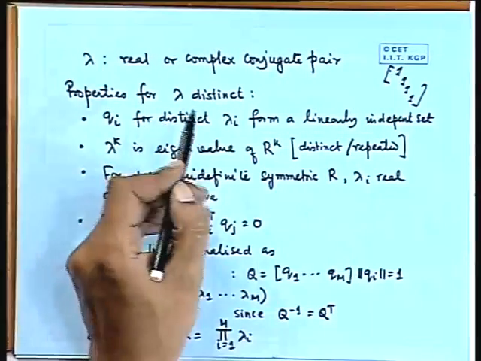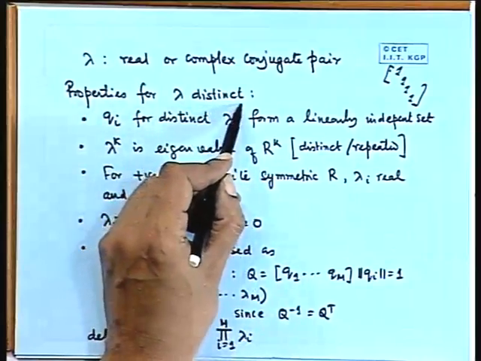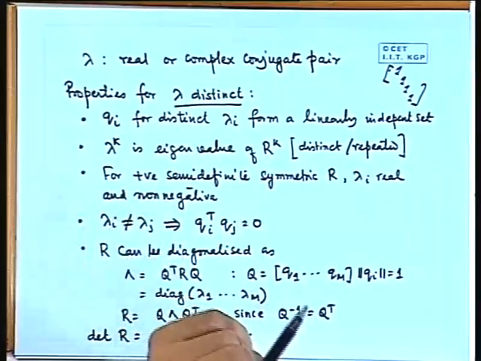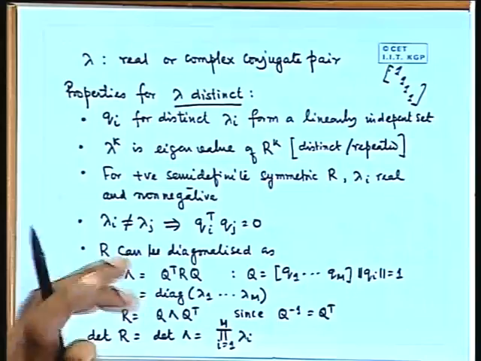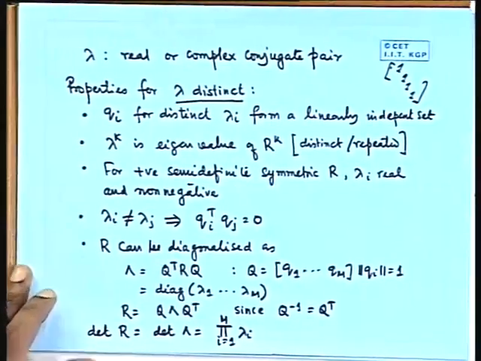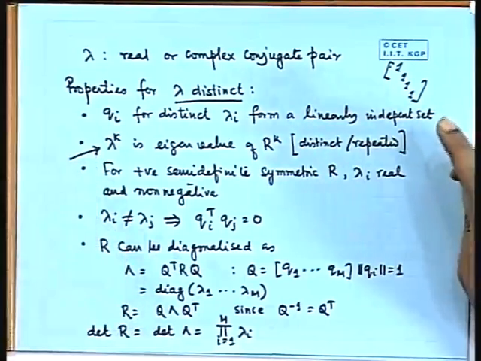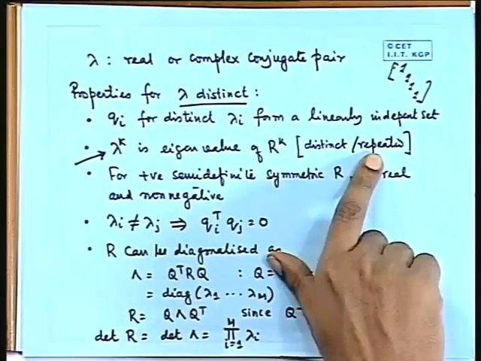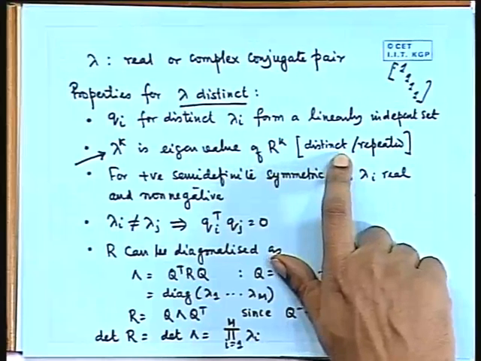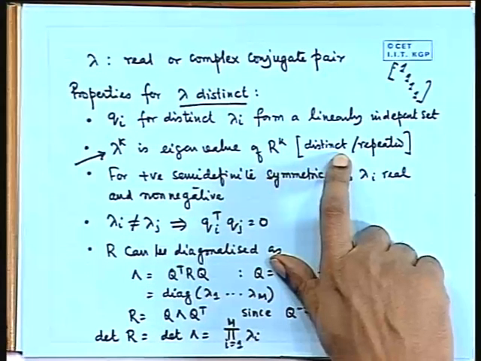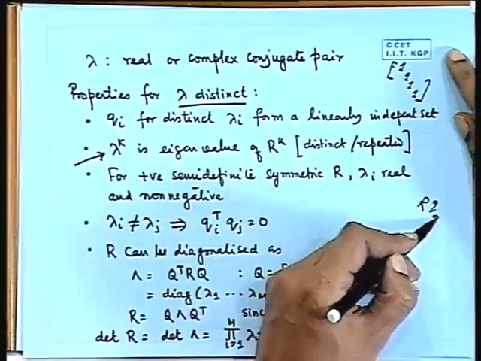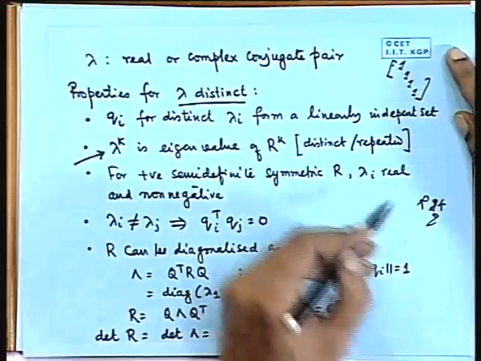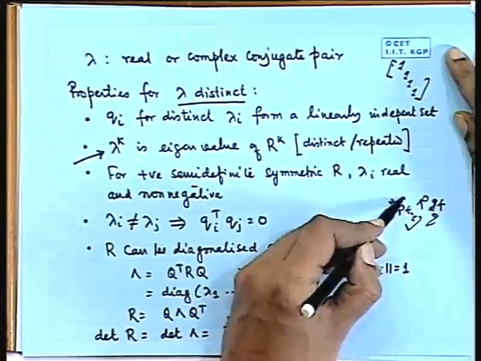But let us talk about the case where the lambdas are distinct, because then we get very interesting properties of the eigenvalues and the eigenvectors, which we are going to use extensively in this course. So first of all, let us see this property. This property is of course true for any repeated or distinct eigenvalues. That is, if lambda is an eigenvalue of R, then lambda to the power k is an eigenvalue of R to the power k. That is very simple to prove, because R to the power k q is equal to what? It is equal to R to the power k minus 1 into R q.